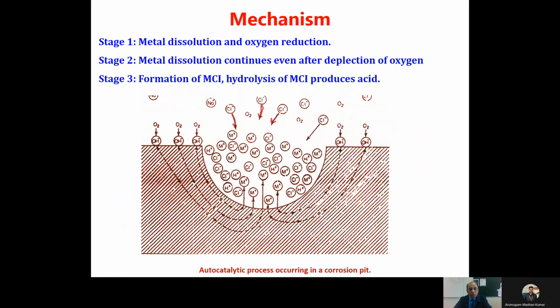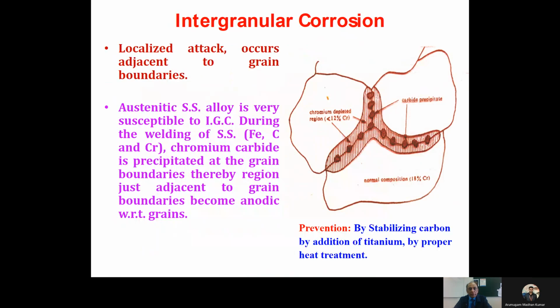So this is the mechanism of how pitting corrosion takes place. Intergranular corrosion mostly occurs in austenitic steel during welding conditions. What happens at the grain boundaries? Chromium is deposited and chromium depletion is formed. So because of the formation of this galvanic cell, this kind of corrosion takes place. However, we can reduce or minimize this corrosion by adding titanium in the stainless steel alloy.